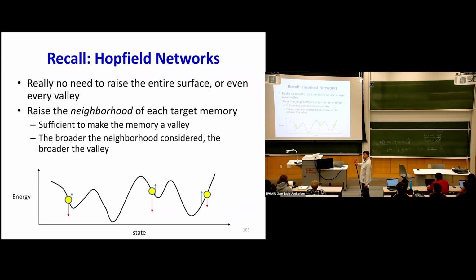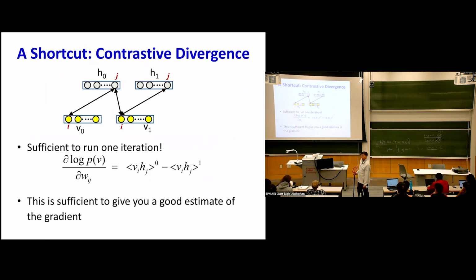We just wanted to raise the neighborhood of each target memory after evolving for a few steps, so that I can do the same thing over here. I can take the visible neuron and get a snapshot of the hidden neurons. From the hidden neurons, I can get a snapshot of the visible neurons. And then from the visible neurons, I can get a snapshot of the hidden neurons again. So it's just this computation.